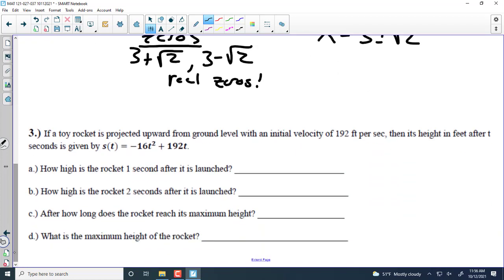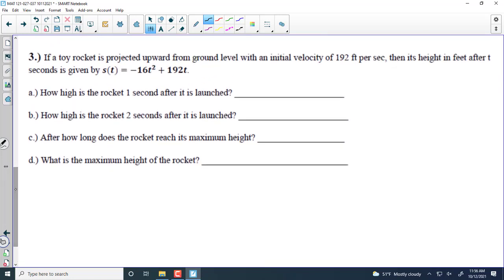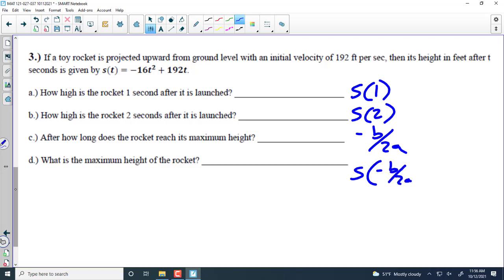All right. Story problems tend to freak people out sometimes, but I do want to remind you that story problems are usually asking you something you already know how to do. You just need to figure out what it's asking you to do. This one gives you the function, negative 16t squared plus 192t. And then the 4 questions here are actually asking this. The first one is just asking you to plug a 1 into that function. The second one is asking you to plug a 2 into that function. The third one, part C, is asking you to find the first value of the vertex. And then the last part is asking you to plug that value back into the function.